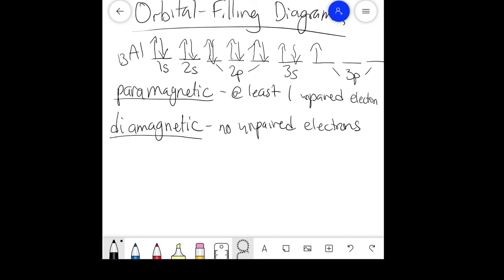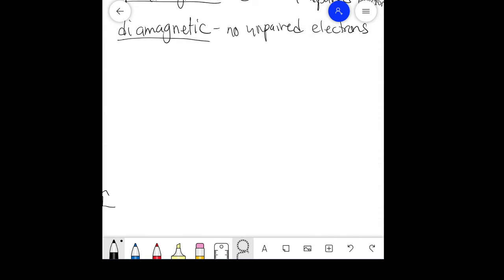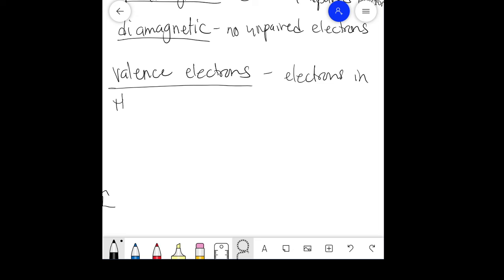Okay, so that's orbital filling diagram. Another thing that electron configurations can help us figure out is valence electrons. So remember, you probably remember doing this a lot in 8th grade. Valence electrons are the electrons in the outermost energy level. That's going to be your highest N value. And these are responsible for chemical reactivity.